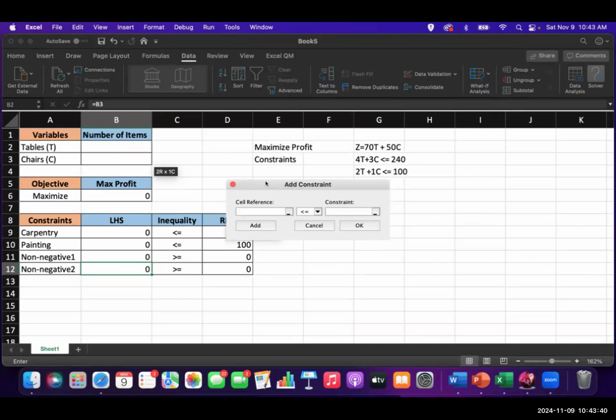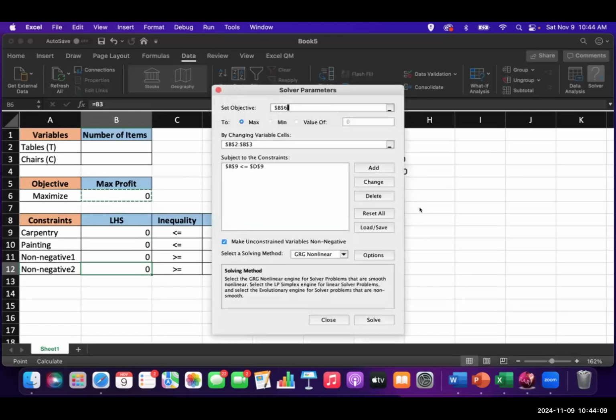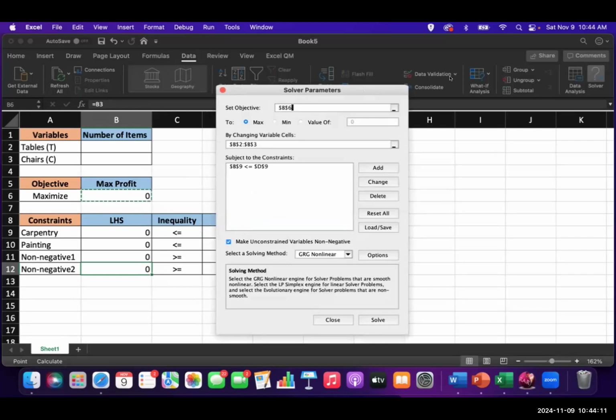So once we click add constraint, our cell reference would be at the left-hand side. We click the carpentry constraint, and it's less than or equal to, and then the constraint part would be the right-hand side. So we click the 240. So the left-hand side is the cell reference, then the inequality is less than or equal to, and the right-hand side would be the constraint. Once done, we click OK. So our first constraint appears.